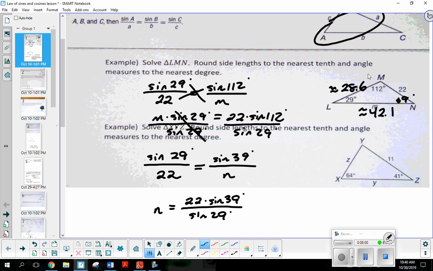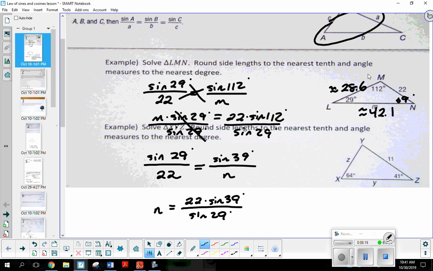About 28.6 units, and there you go. That is the law of sines. Now we will go ahead and derive the law of sines. In fact, the last problem on your assignment for this lesson is to derive that. So you'll try it on your own before we talk about it together.